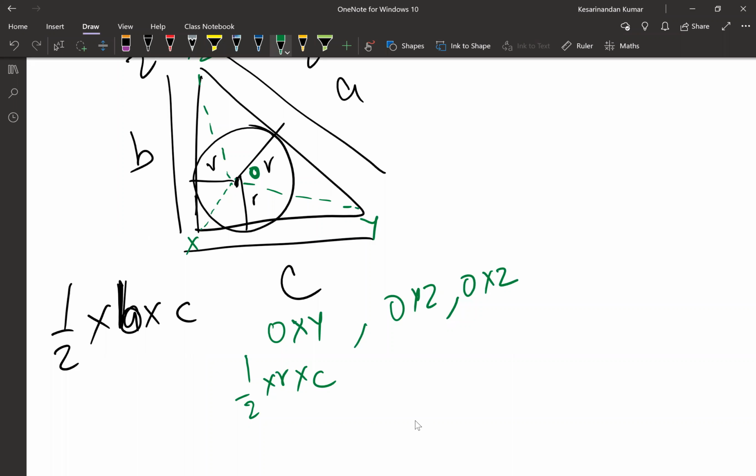Is this part clear, guys? This should be correct, right? Because this is a tangent and a tangent meets at 90 degrees, so this has to be the altitude. Any confusion in this part? No? Okay, perfect. Similarly, for OYZ you will have half into r into A, and similarly half into r into B. So combining all of them, you will get half into r into A plus B plus C.